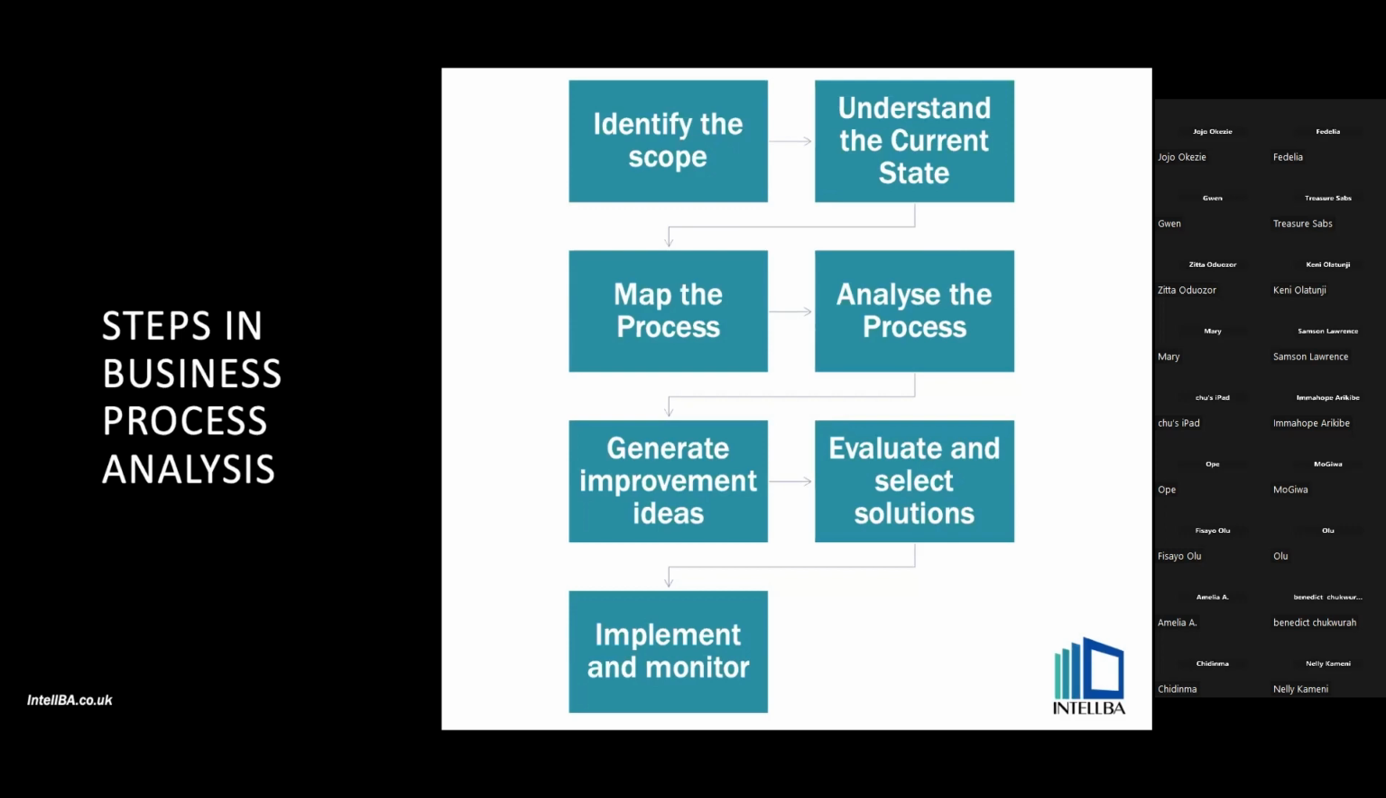All right, so how do you then understand the current state? You get the process owner. You've identified the scope of the process you want to analyze. Then get the process owners, everybody that is involved in that process, get them together, ask questions.